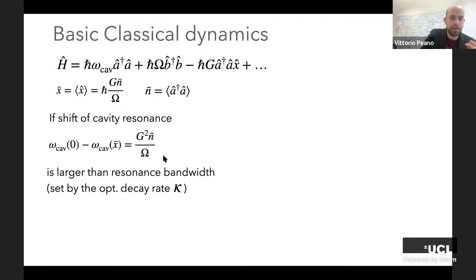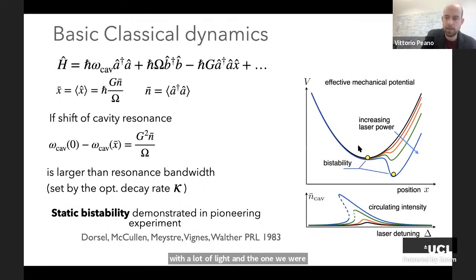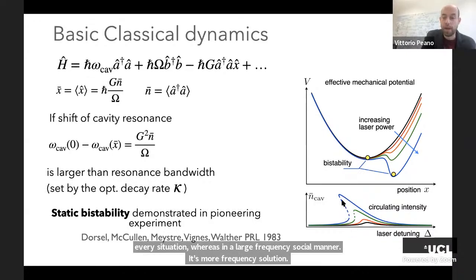Whereas if I start with very little light in the system, I will have an off resonant response. And so there are two different stationary solutions, one with a lot of light and one with very little light. This is what I was describing. You see, for small power, I will have some Lorentzian peak, and then the peak will start to bend because of the cavity shift. And at some point, I can have a situation where I have two solutions, a large amplitude solution and a small amplitude solution. This is the response of any weakly nonlinear oscillator.